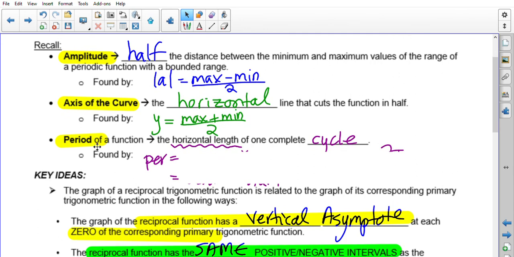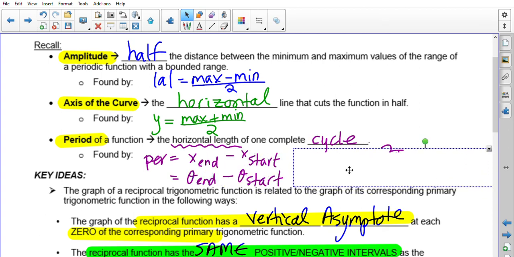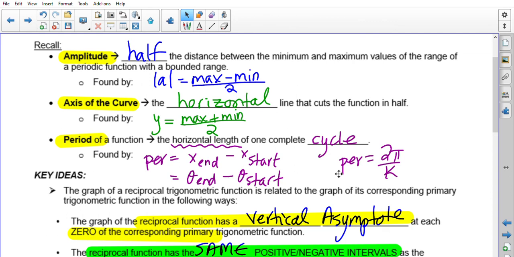And lastly, the period of the function is the horizontal length of one complete cycle. So you care about how far you've traveled on the x or theta axis. That's the theta value of the end of the cycle minus the theta value of the start of the cycle. Later, when we get into transformed equations, remember from last year that the period was 360 divided by k, and now that we're working with radians, it's always going to be 2 pi divided by k. We'll get into more of this later, but that's a little refresher of some of the key terms.